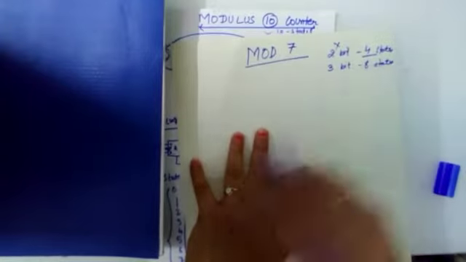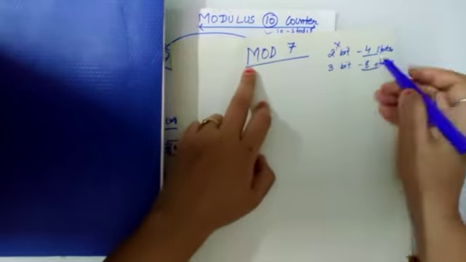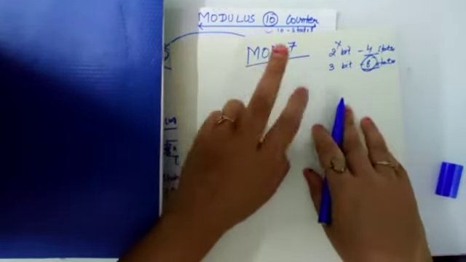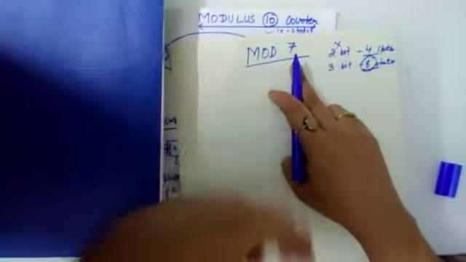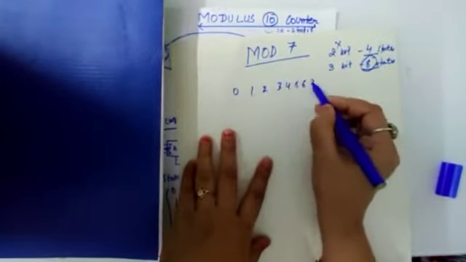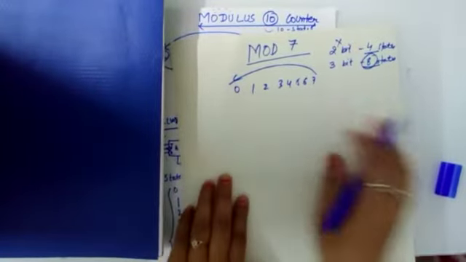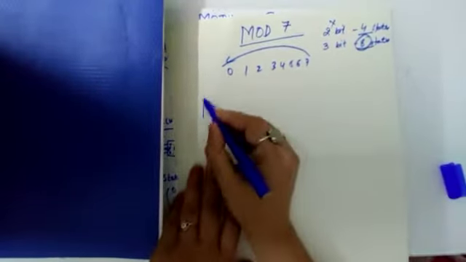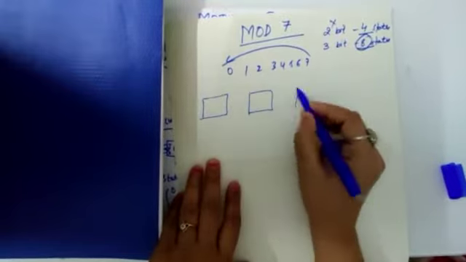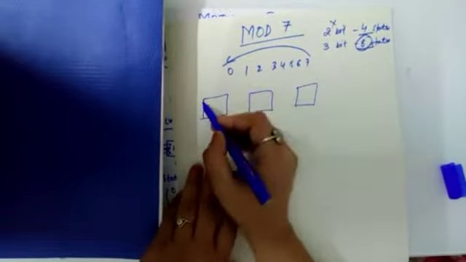Yes, total 8 states, and what we want is for it to count only 7 pulses. It will count 8 pulses, and what we want is that after 7 pulses, it restarts the counting again. Means 0, 1, 2, 3, 4, 5, 6, and again it will count to 0. So at least we have to take a 3-bit counter. A 3-bit counter is sufficient to design a mod 7 counter.